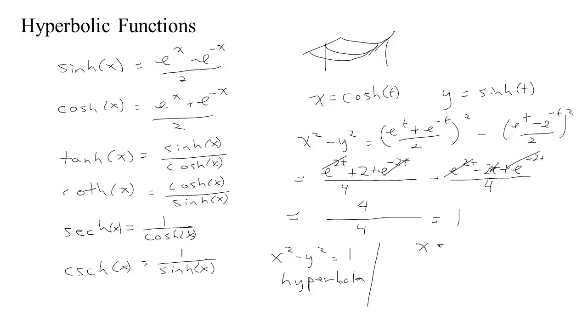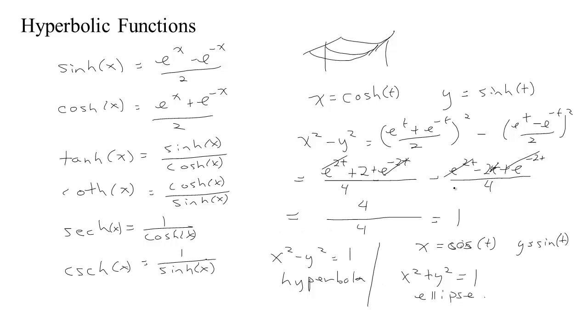Somewhat similar, if x was the cosine of t and y was the sine of t, then x squared plus y squared would be the cosine squared plus the sine squared, which we know is 1. So this is the equation of a circle, which is a special kind of ellipse. So the regular sine and cosine have to do with circles or ellipses. The hyperbolic sine and cosine have to do with hyperbolas.